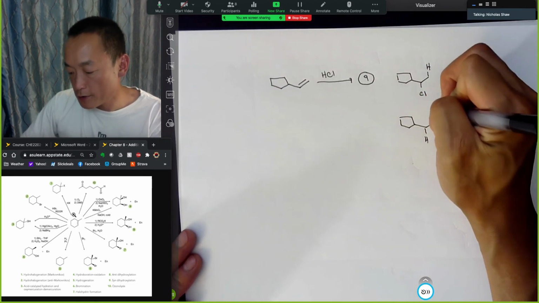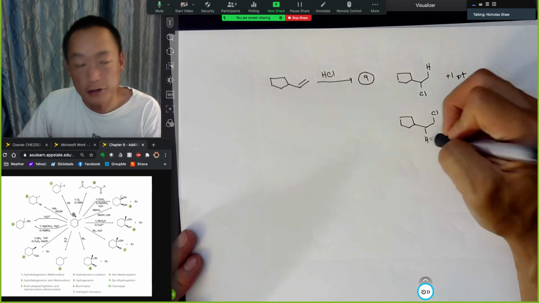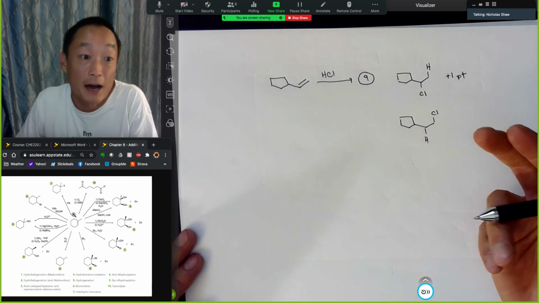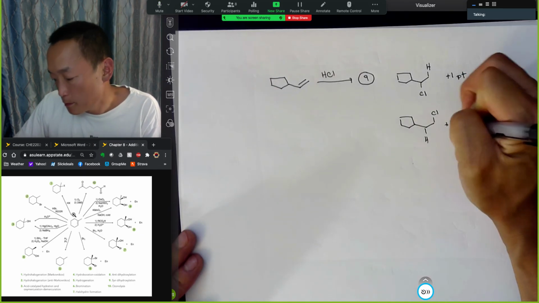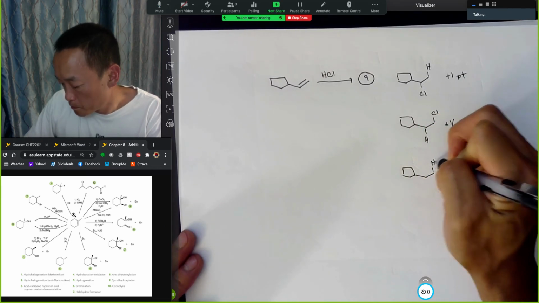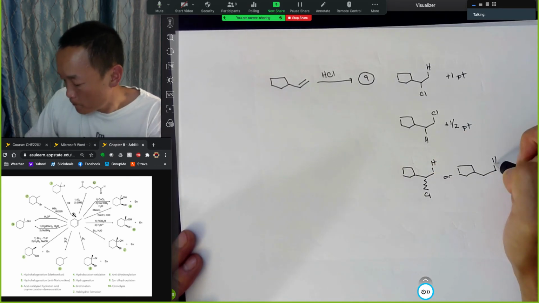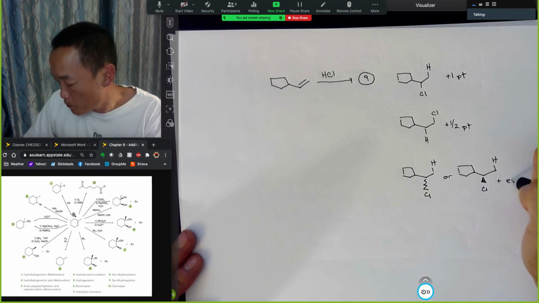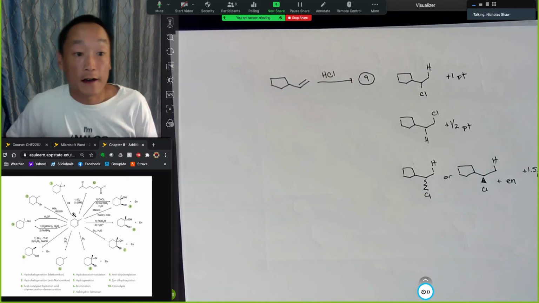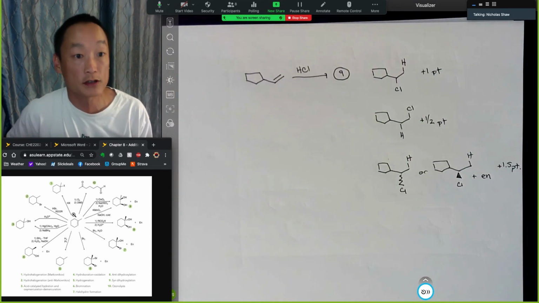If you were to write this, which is the incorrect regioisomer, guess what? You still got the idea. You know that HCl is being added. You just flipped and flopped when you didn't need to. Plus 1/2 point. And if you also get the stereochemistry, plus 1.5 points. And so the idea there is the more you get things right, the more you are rewarded.